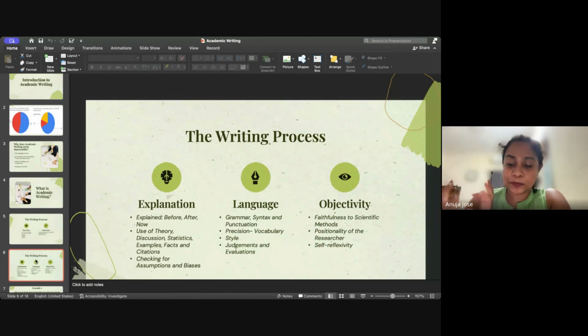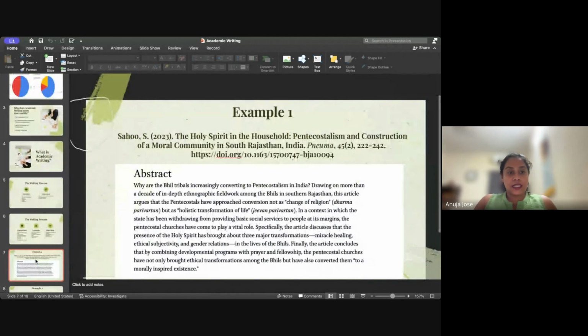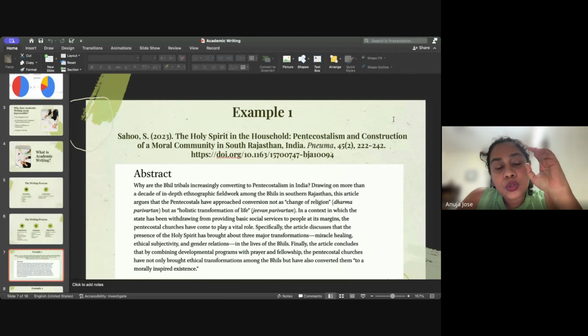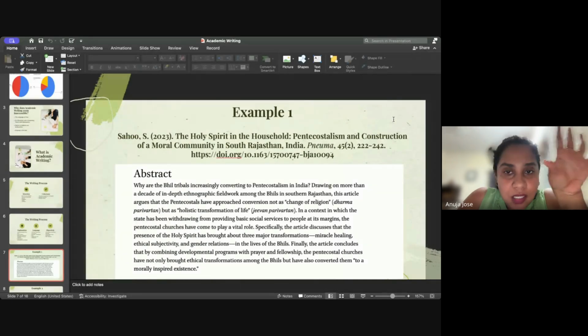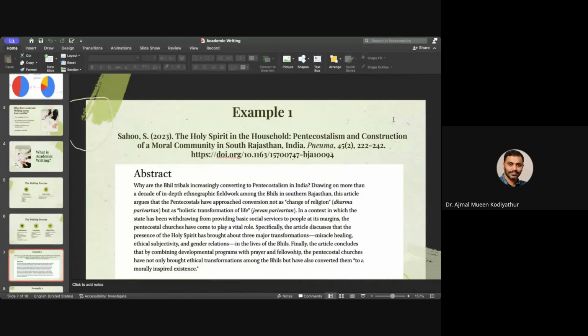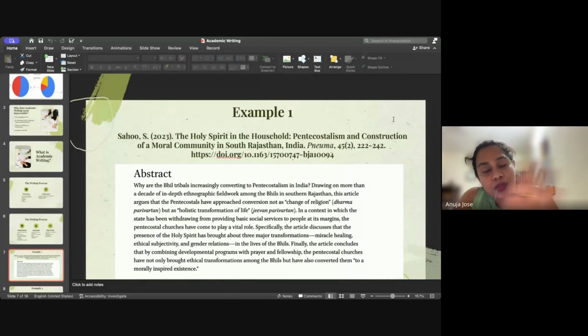It comes through practice. Okay, the next thing that I'm going to show you is an example. I'm going to give you 3 examples right now. And through the 3 examples, I am basically going to show you what I've discussed so far. Right. Now, in this first example, this is basically an article that was published last year. And this author has conducted a study in South Rajasthan. It was on the Holy Spirit in the household, Pentecostalism, and construction of a moral community in South Rajasthan. So this was the title of his study.